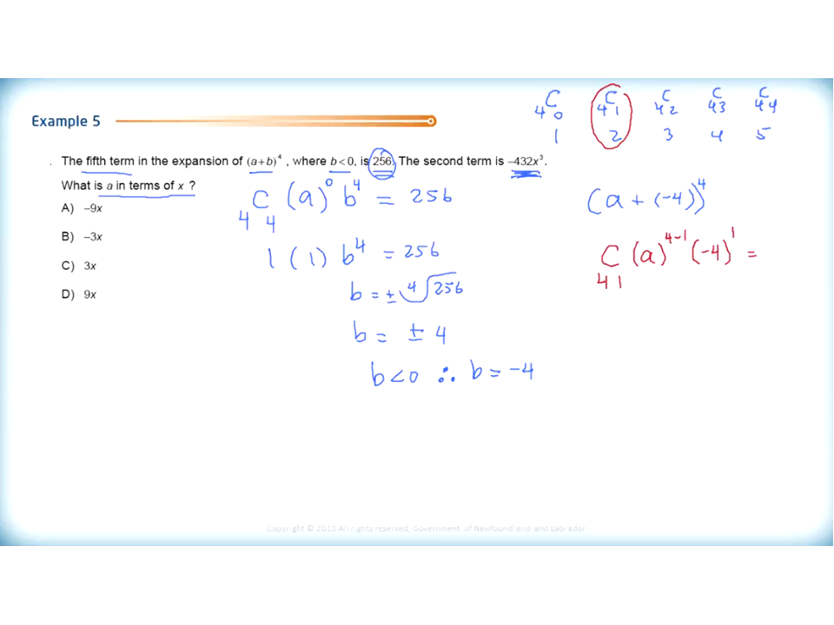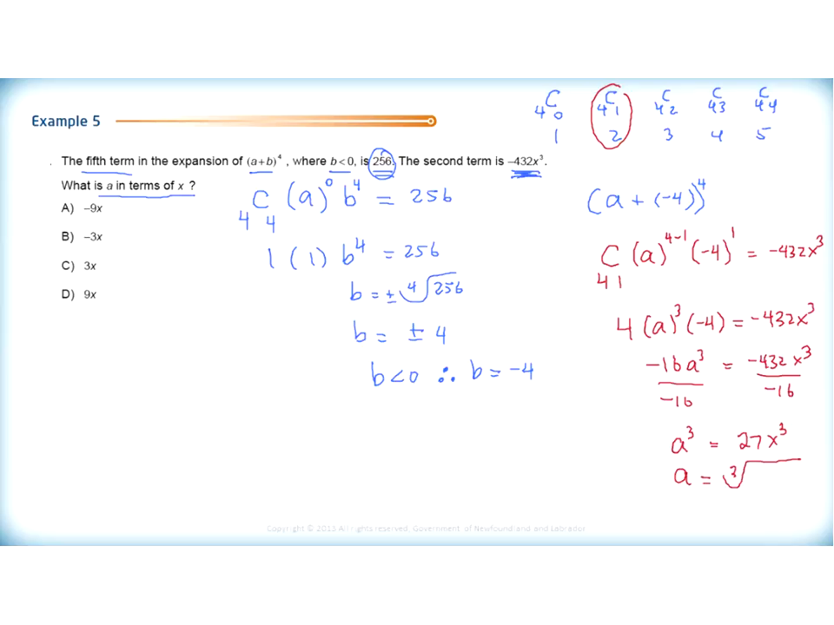What are we told with the second term? That equals negative 432x cubed. Let's solve for A in terms of x. The C of 4 choose 1 is 4. 4 times A cubed times a negative 4 equals a negative 432x cubed. Negative 16A cubed equals a negative 432x cubed. Divide by negative 16, and I get A cubed equals 27x cubed. So what does A equal? A is equal to the cube root of 27x cubed.